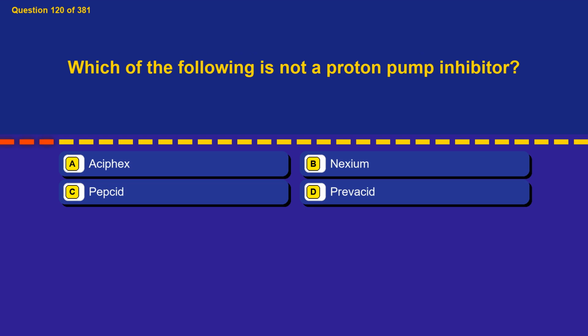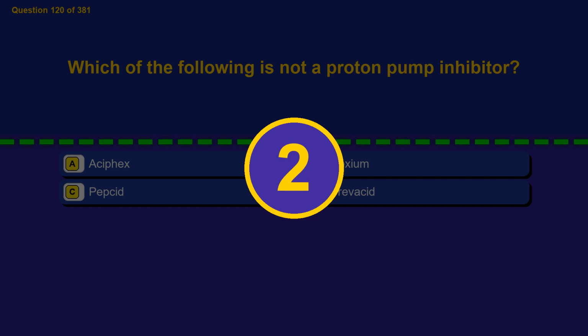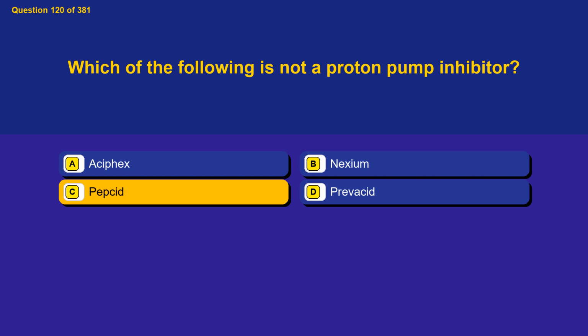Question 120. Which of the following is not a proton pump inhibitor? Option A, ACE effects. Option B, Nexium. Option C, Pepsid. Option D, Prevacid. The correct answer is option C, Pepsid.